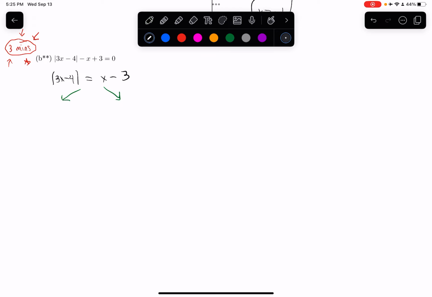Now that it's isolated, I get to do the stuff and junk thing and split it up. So the stuff inside, which is 3x minus 4, could be equal to one of two things. Either it's equal to the x minus 3 that I have on the right, or it's going to be equal to the negative parentheses of that x minus 3. Okay, so either it equals the junk on the right or it equals the negative of that junk.